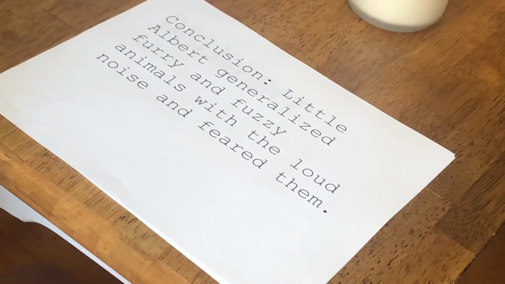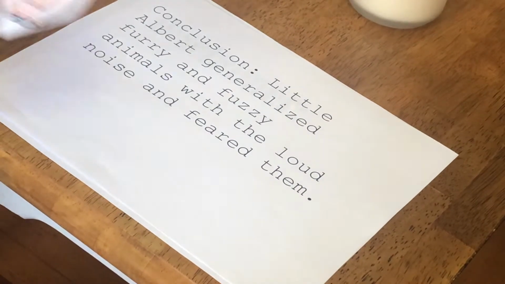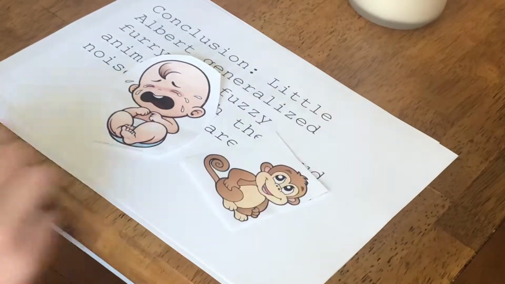Conclusion: little Albert generalized furry and fuzzy animals with a loud noise and feared them. Because of this experiment, little Albert feared many furry and fuzzy animals.